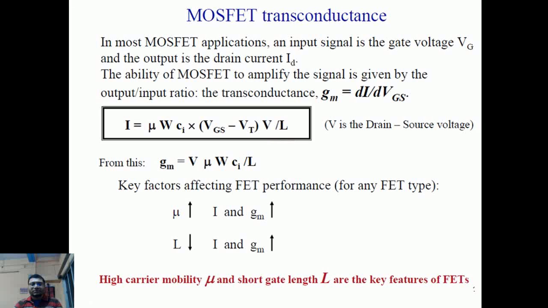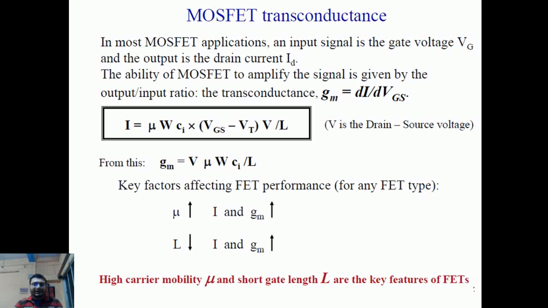From that equation, if we simplify and take the derivative, we'll find the Gm, and Gm is represented as V into mu n into W into Ci divided by L, where L is the length, V is the drain to source voltage, mu is the mobility, W is the width of the transistor, and Ci is the gate oxide capacitance of this transistor.